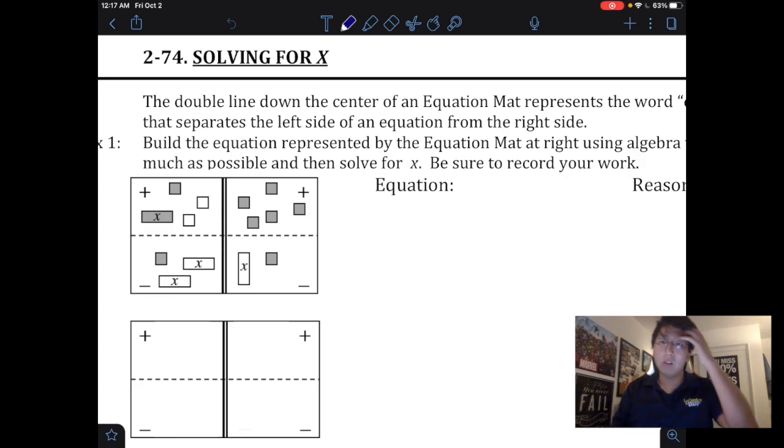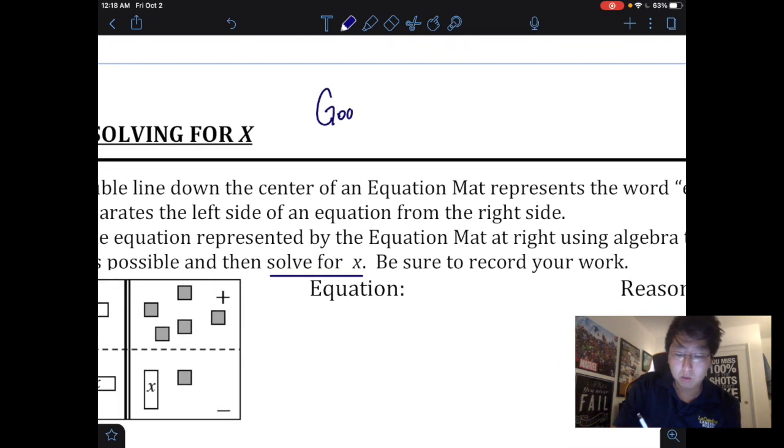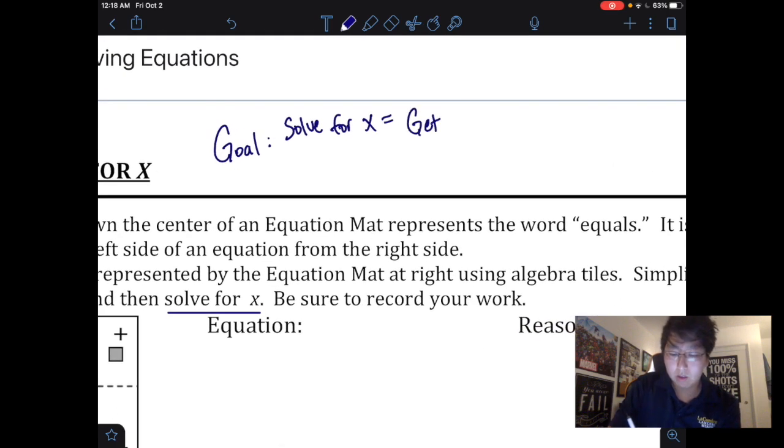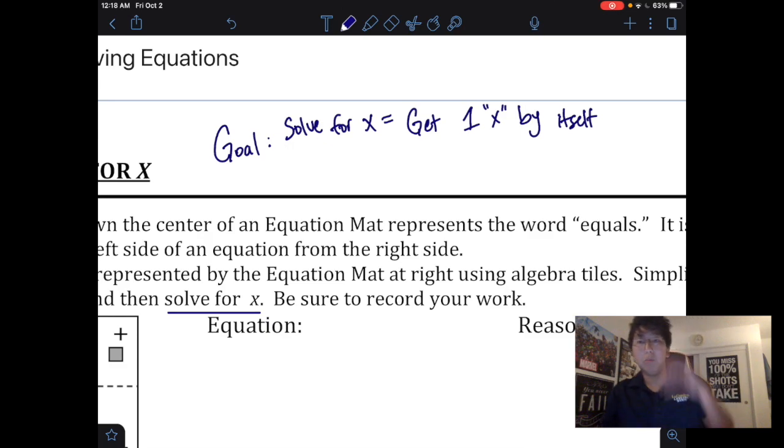So here, the question is, what is the value of x? We're going to be simplifying until we get one x by itself. When I say solve for x, the goal, I'm going to write this on the top: Goal, to solve for x equals get 1x by itself. So we're going to be simplifying until there's a single x that's by itself.